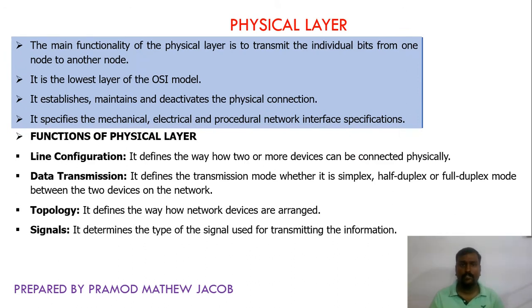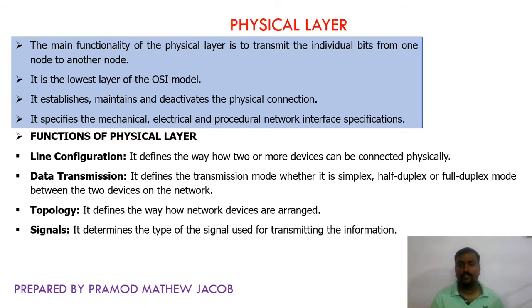The first layer is the physical layer, which is considered as the lowest layer of OSI model. The main functionality of the physical layer is to transmit the individual bits from one node to another node. Physical layer establishes, maintains, and deactivates the physical connection between the devices. It specifies the mechanical, electrical, and procedural network interface specifications. The main functions of physical layer are line configuration. That is, it defines the way how two or more devices can be connected physically.